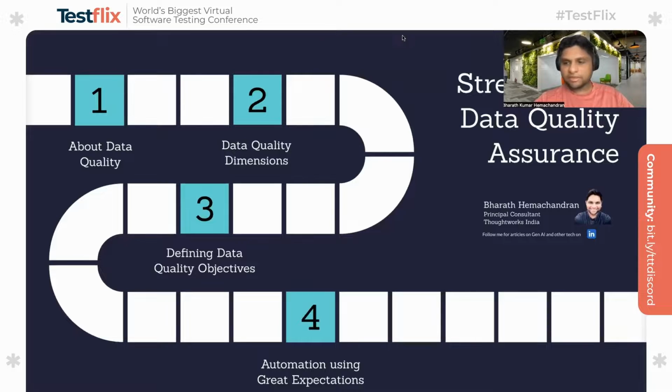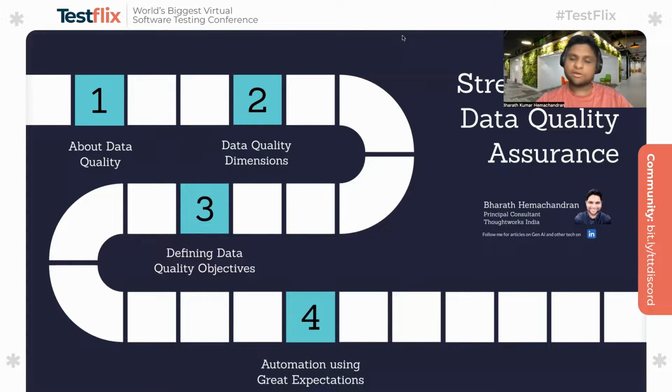Quick introduction about myself. I currently work at ThoughtWorks India. I lead the QA community there, and I also lead operations for the data and AI service line at ThoughtWorks India as well. Today my topic is going to be about streamlining data quality assurance.